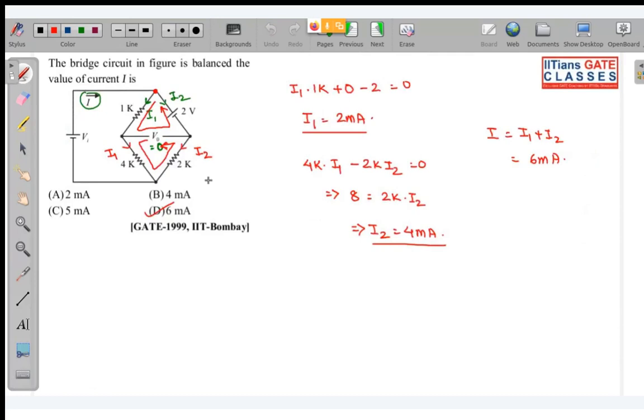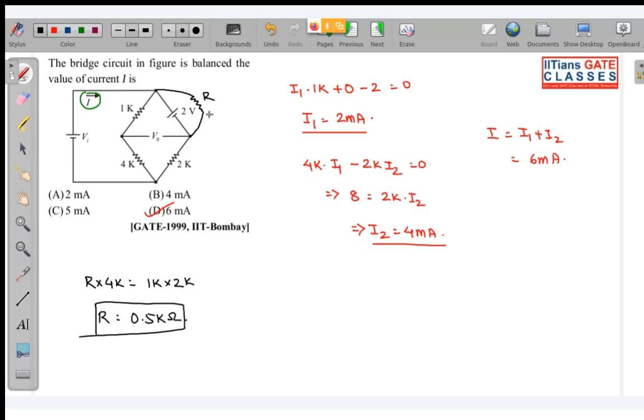Fine. There is one more way of solving this question. How? So note this down. If this is a bridge circuit, obviously there is one hidden resistance at this point. Let this be R. Now it is said the bridge is balanced, so I can find the value of this R. The product of resistances of the opposite branches should be equal. So R into 4K is equal to 1 kilo ohm into 2 kilo ohm. So the value of R comes out to be 0.5 kilo ohm.